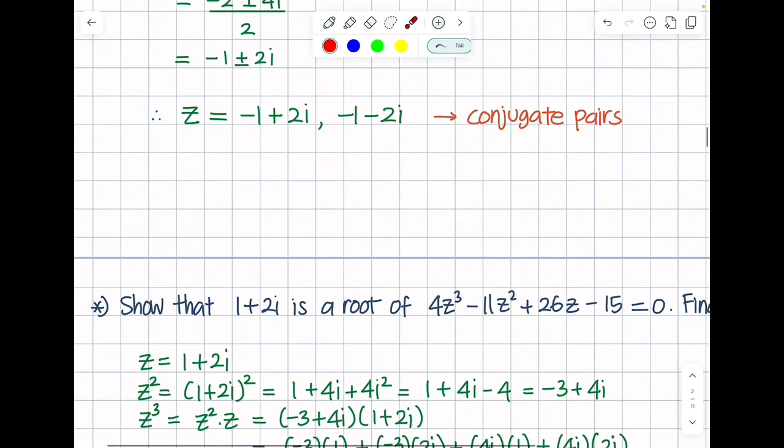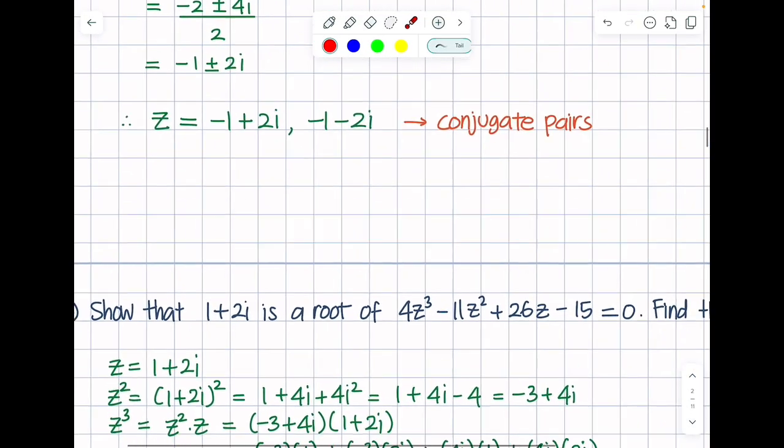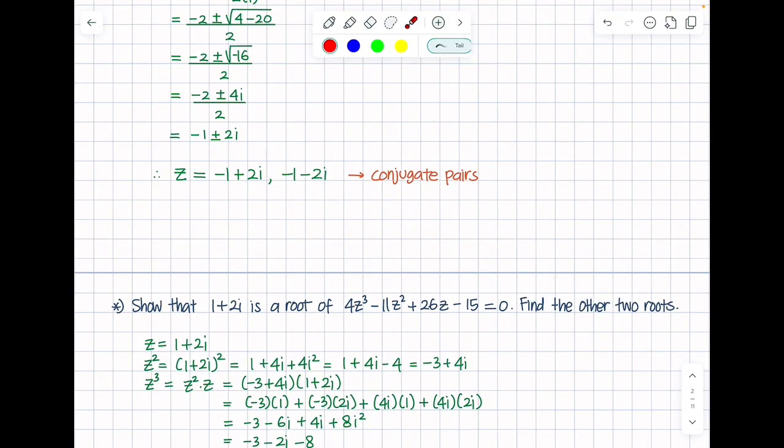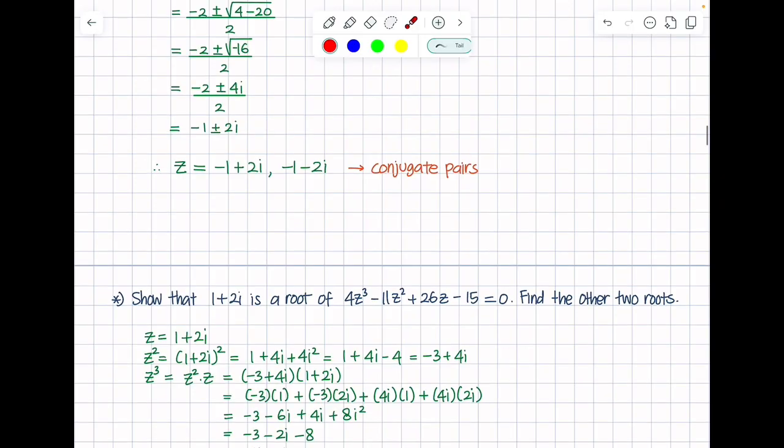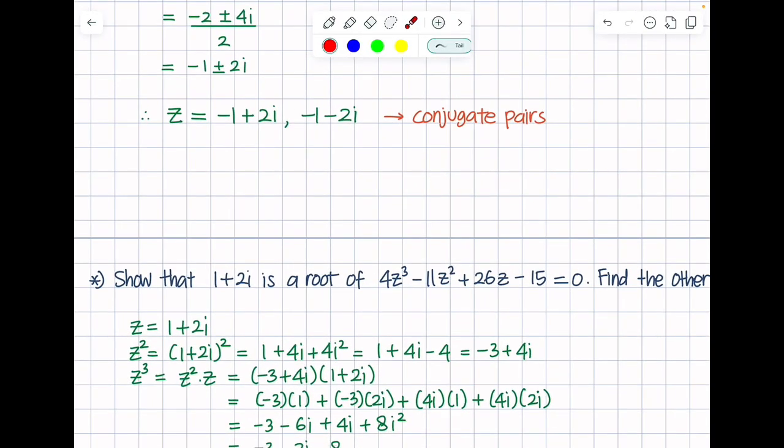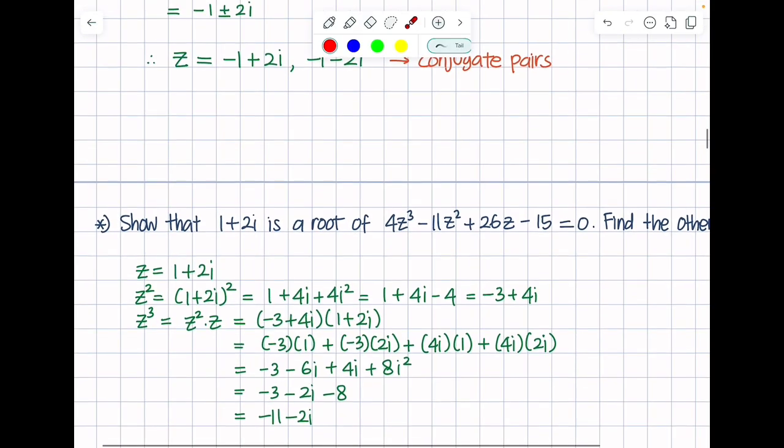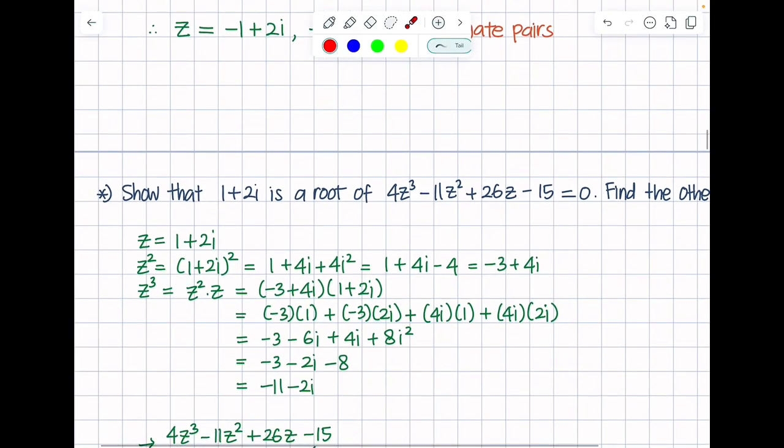Next example, show that 1 plus 2i is a root of 4z cubed minus 11z squared plus 26z minus 15 equals 0, and then find the other two roots. From this type of question, we must first show that 1 plus 2i is a root. Since z equals 1 plus 2i, we can find z squared and then z cubed.